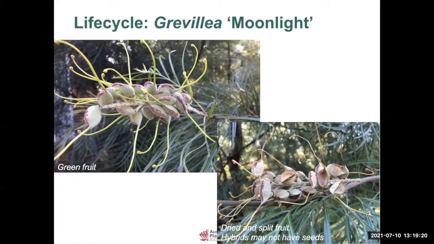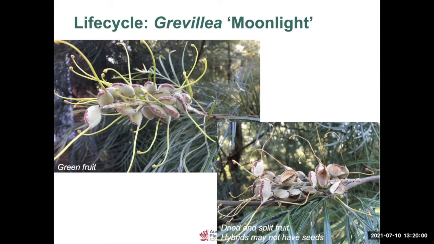And I think that just highlights how people don't necessarily understand the full life cycle of our native plants. It was only a couple of days later that I took the photo on the bottom right there, where you can see the same flower spike, and the fruits have dried and opened, but they didn't have any seeds in them. So the fruit has dried and split open, but there were no seeds to release because it's a hybrid and doesn't have seeds at all. Peter can probably tell us more at the end. There are some of the hybrid Grevilleas that do have seeds.